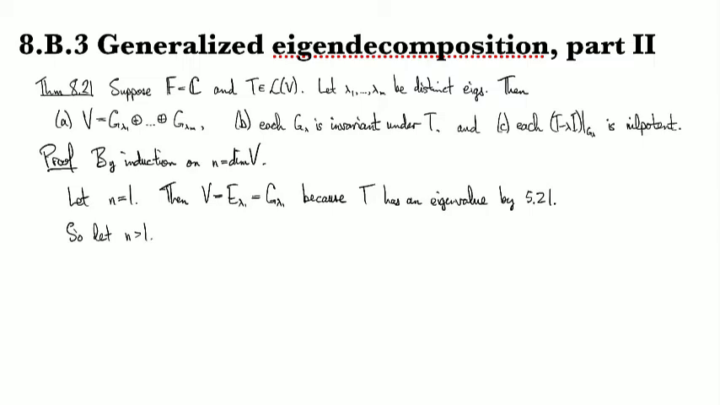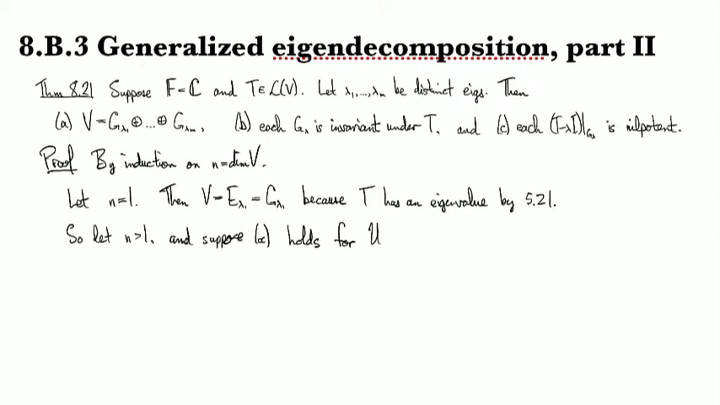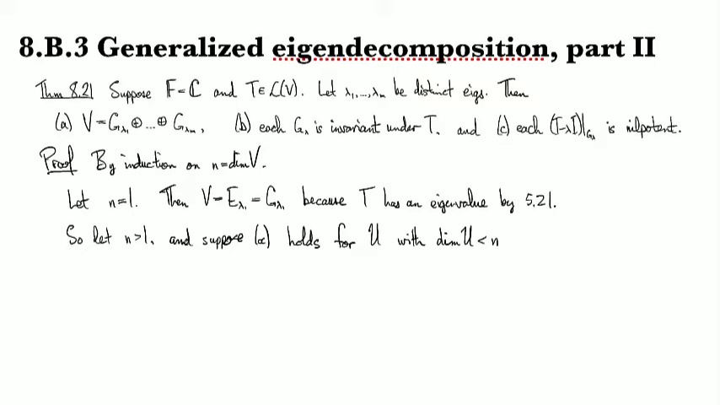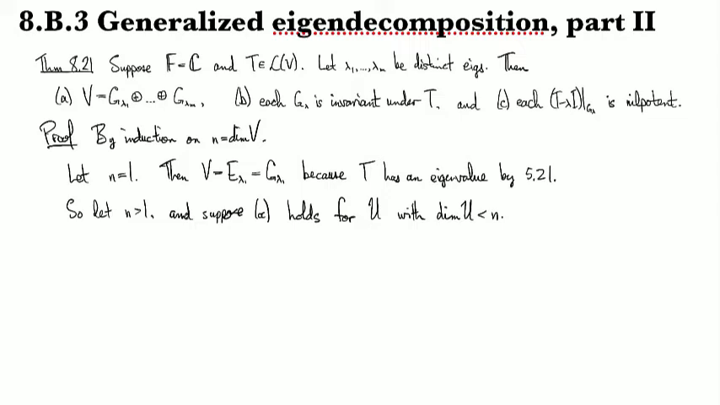Okay, so now let n be strictly greater than 1, and suppose that the statement holds for vector spaces U with dimension of U strictly less than n. So for any vector space of dimension less than n, we assume the hypothesis holds, with the hypothesis being that this kind of decomposition holds for U.